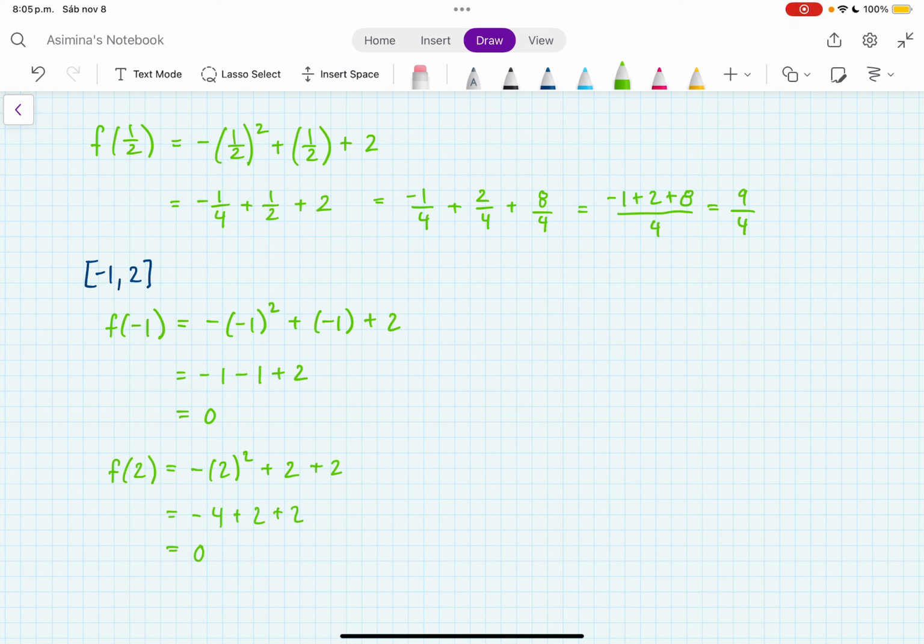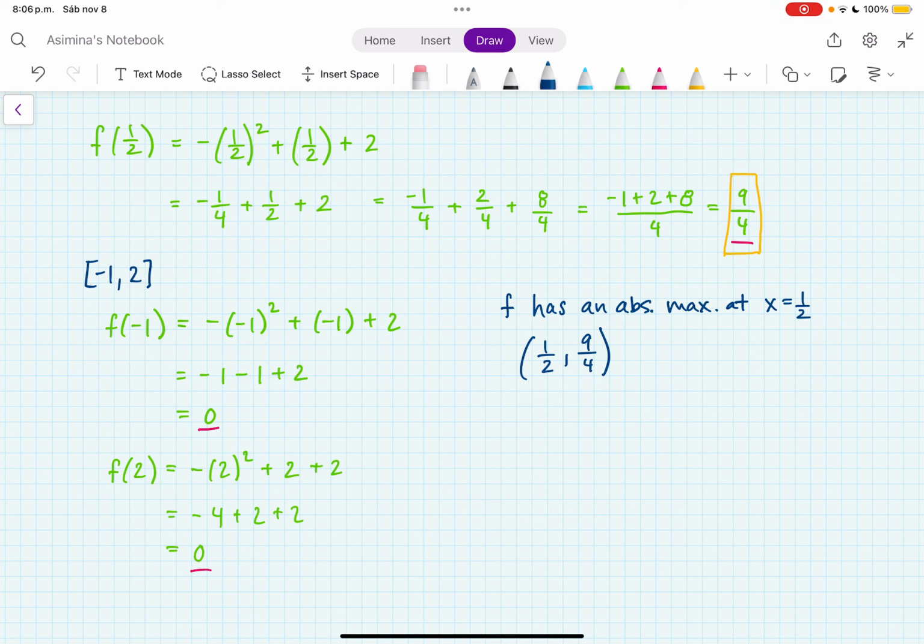So the third part tells us that the largest of these values is the absolute maximum of f. And we see here that the values we get are 9/4, 0, and 0, and 9/4 is the largest. So what does this tell me? This tells me that f has an absolute max at the point x equals 1/2, or the point is (1/2, 9/4).